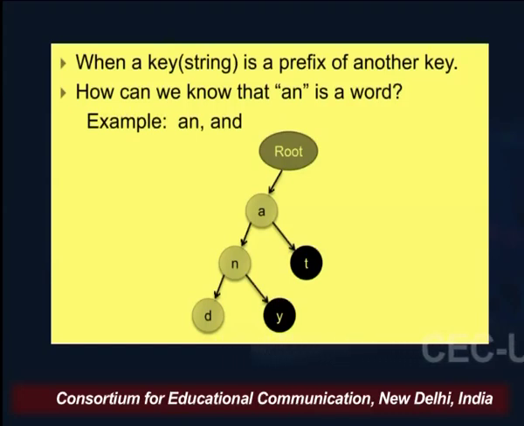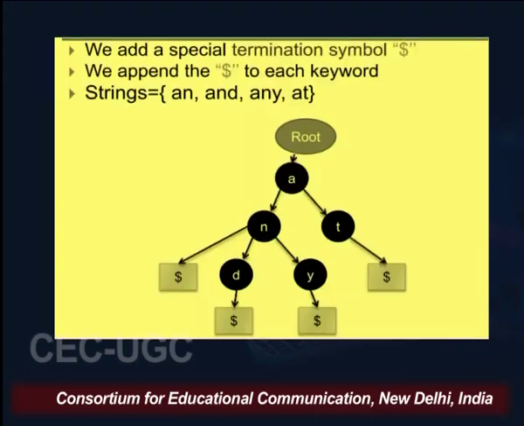So if we want to make it available that n is actually a word, that means we need to put a termination character, maybe any sentinel character. We can take a dollar over here, which is going to mark the end of a particular word. So in this situation we are going to add a special termination symbol which we are taking as dollar, and this dollar will be appended to each keyword.